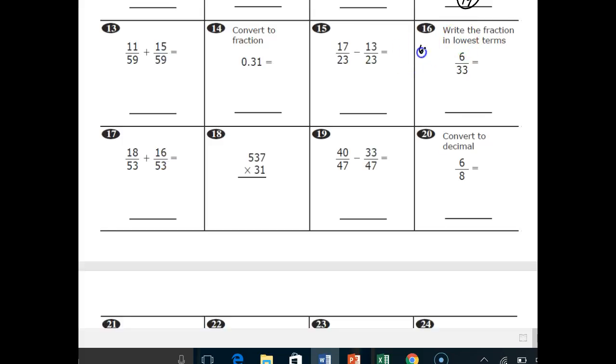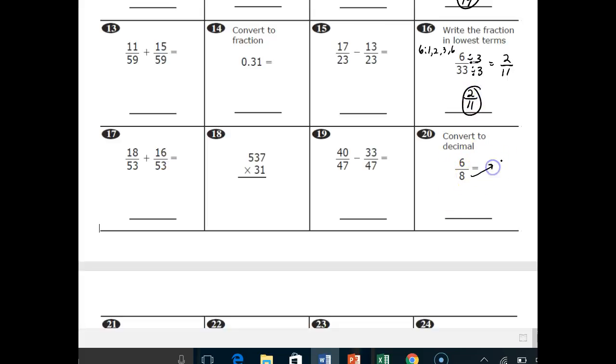Well, the factors of 6 are 1, 2, 3, and 6. So it's got to be one of those numbers. 1's not going to help me. 2's not going to help me. I can't think of any number times 6 that gives me 33. So it's got to be 3. So I divide them both by 3. I should get 6 divided by 3 is 2. 33 divided by 3 is 11. So 2 over 11.